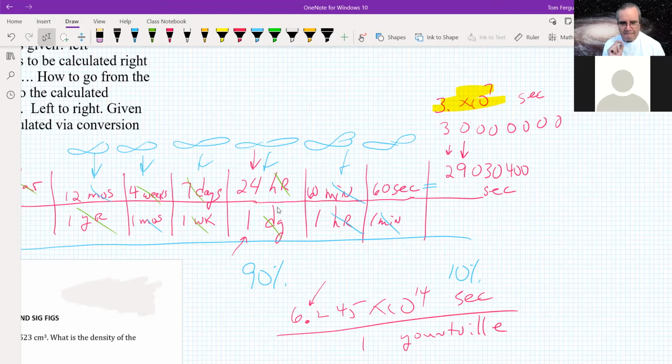But again, it's measured. Now that includes eyeballing it as well. When we get into lab, we're going to be doing wet chemistry, and you're going to be measuring things with your eyeball.